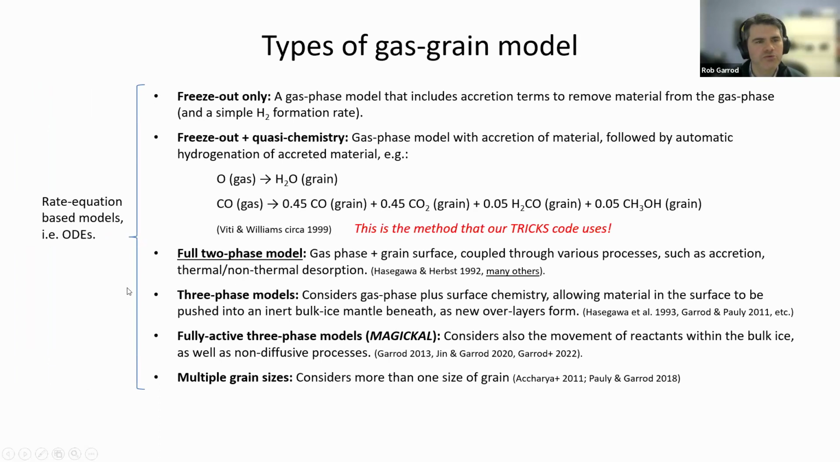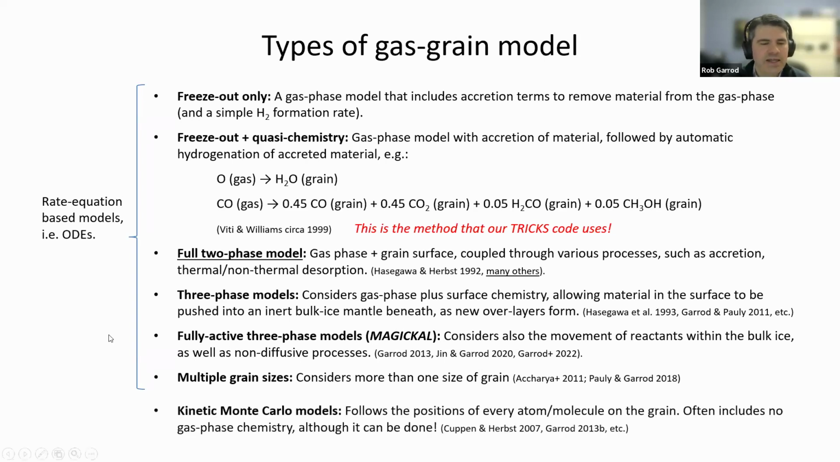So these are all what we would call rate-based models, or they're based on differential equations. Just like what I talked about with the gas phase, we can set up differential equations that will govern the grain surface chemistry as well. There's a different type of model that has become more popular recently that has very particular uses, but is quite expensive computationally. And that is what we call kinetic Monte Carlo models. And again, there are different types of this kind of model as well.